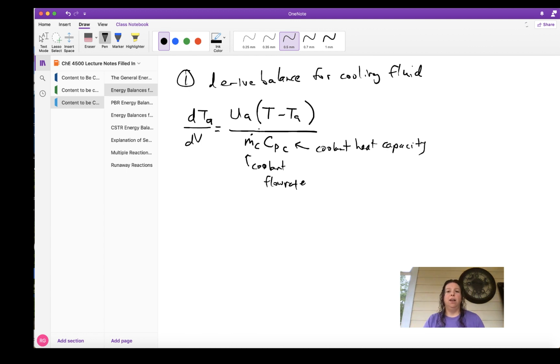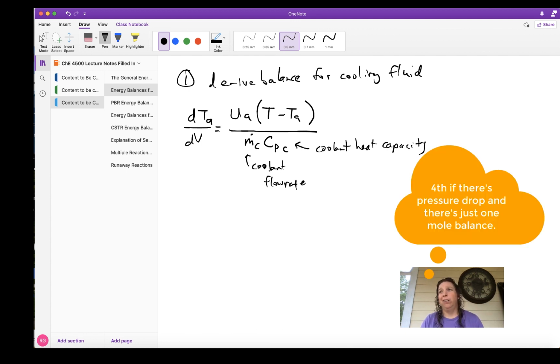Again, a larger value of heat capacity for the coolant is going to mean a less dramatic temperature change, which, in a cooling scenario, is going to be a more effective coolant. So that's our balance. If we have co-current heat exchange, this is our fourth balance. We include this with our other design equations, and we can solve our reactor design.